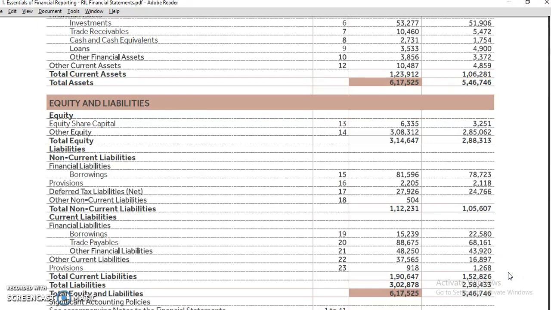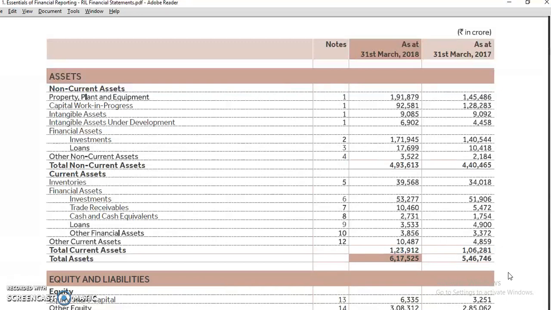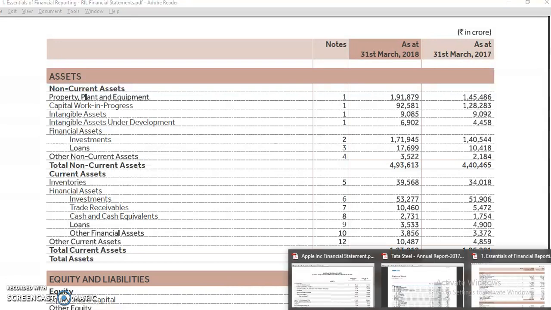Okay, welcome back. So we will start from where we left off in the previous video. We were looking at the balance sheet of Reliance Industries. In the previous video, I mentioned we have three balance sheets, so I would like to show you the other two as well.